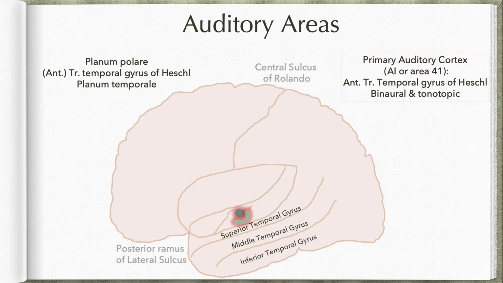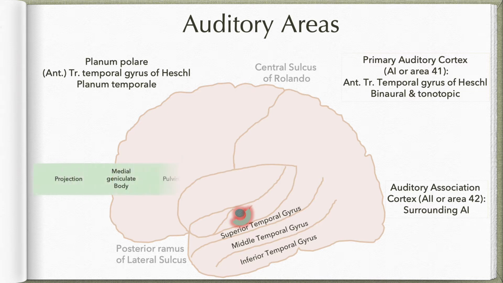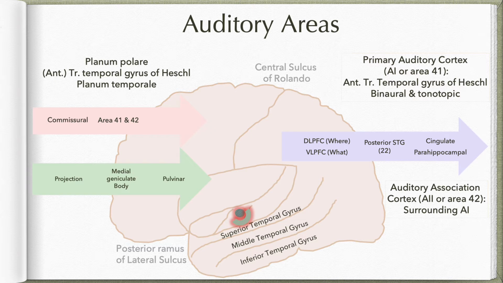Surrounding this area 41, we have auditory association cortex, or A2 area, or area 42. This is the auditory association area receiving input from primary auditory cortex. The main input and output for this area will be, the input comes from medial geniculate body. We have studied this whole thing in detail in the video on auditory pathway, so you can refer back to that video. Through commissural fibers, it communicates with the contralateral primary and auditory association cortex.